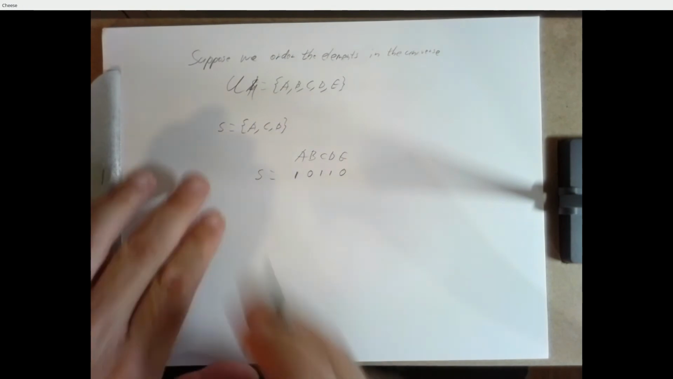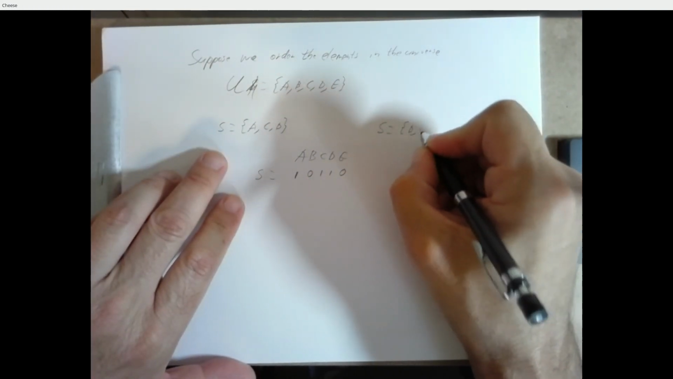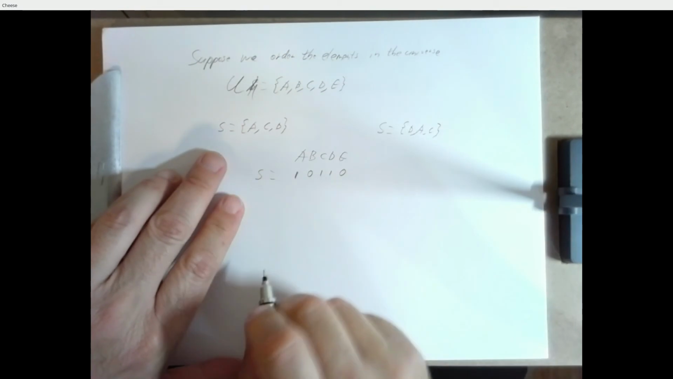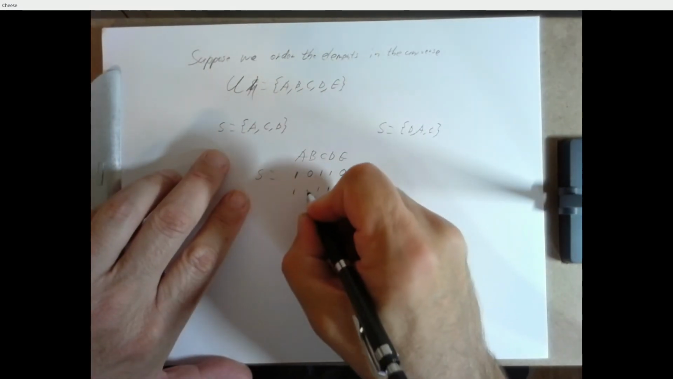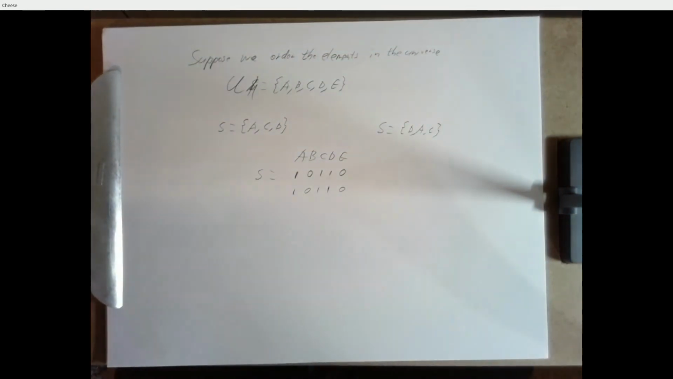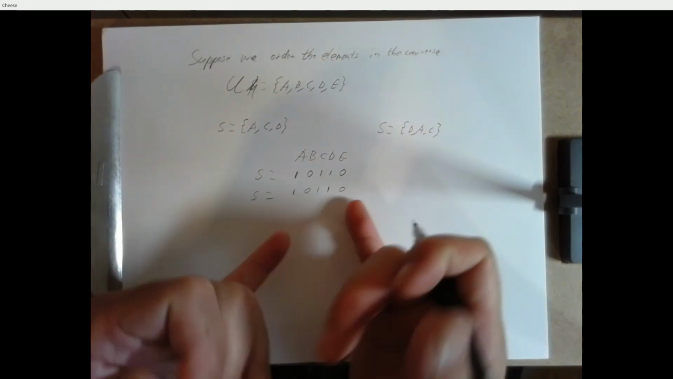And you can see that the order of S doesn't matter. If I thought of S as being the set D, A, C, I would write it as D, A, C, and these B and E are not members of S, and my coding in binary is exactly the same. So for a finite universe, I have a finite length, fixed finite length binary code corresponding to every single set.